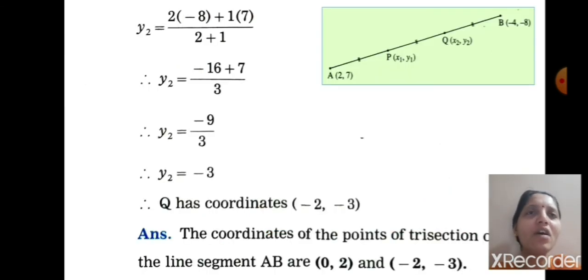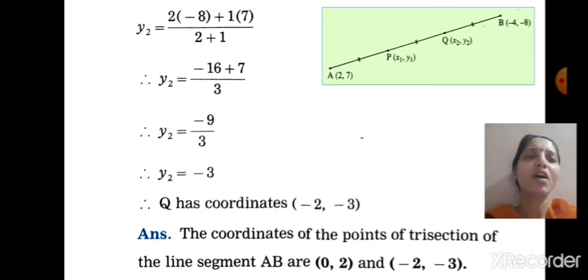Now let's find out the y coordinate. y2 is equal to how much? m into -8 plus n into 7 upon 2 plus 1. So 2 into -8 is -16 plus 7 upon 3, that is equal to minus 9 upon 3, which is equal to minus 3. So Q has coordinates minus 2 comma minus 3. So your final answer will be: the coordinates of the points of trisection of the line segment AB are 0 comma 2 and minus 2 comma minus 3.